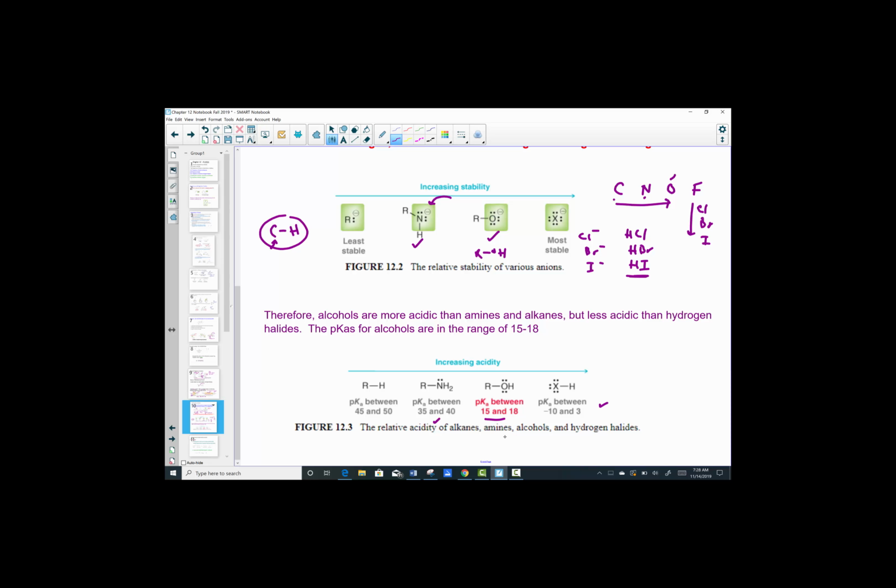So alkanes, amines, alcohols, and hydrogen halides are in this progressive order of increasing acidity. And all you're really asking yourself is, the stronger the acid is, the easier it is to remove the proton. The stability of the conjugate base to stabilize that negative charge determines the strength of that acid.